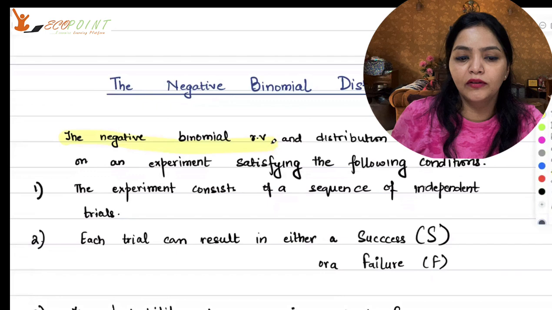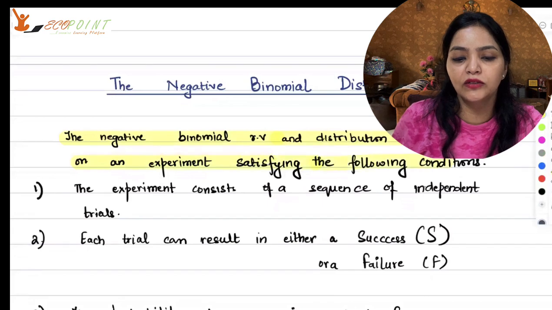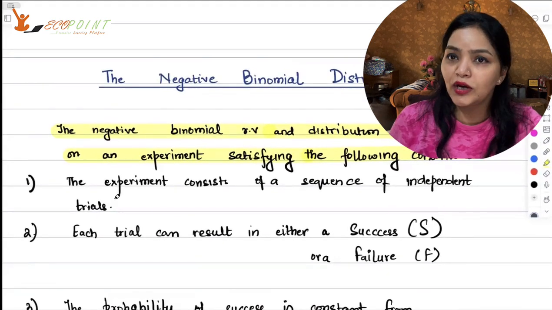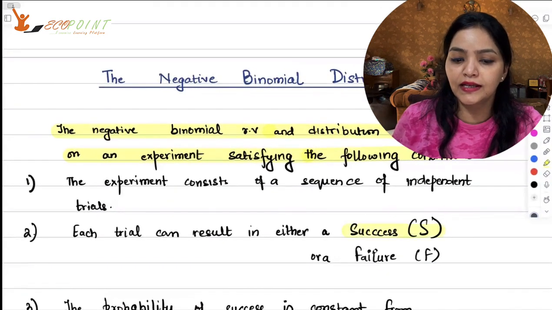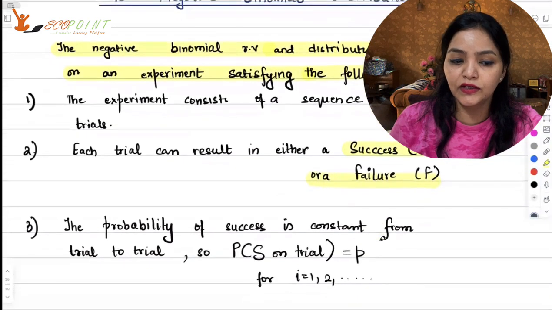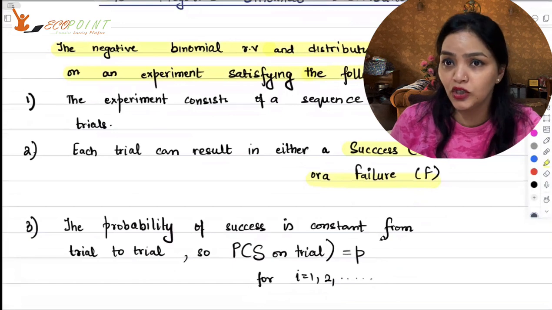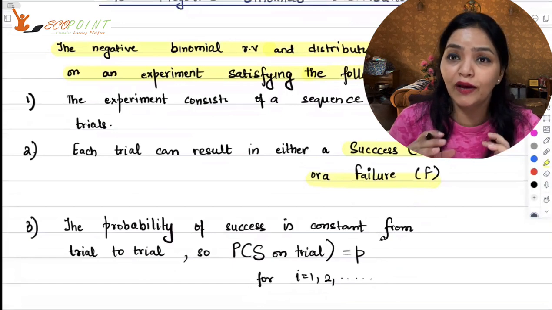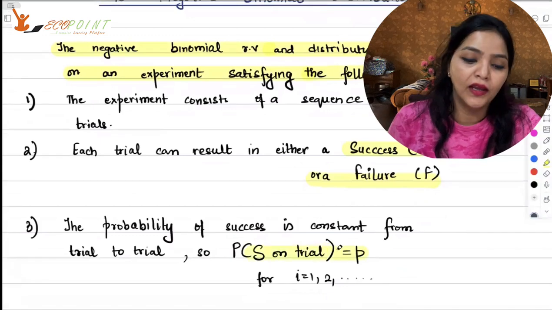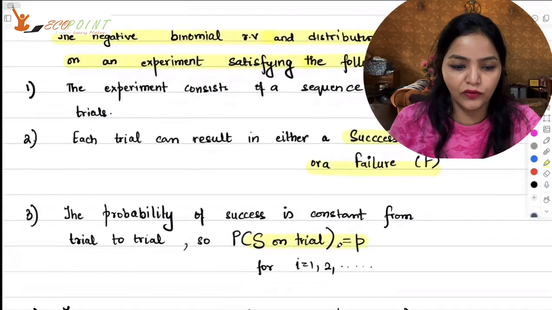The negative binomial random variable and distribution are based on an experiment satisfying the following conditions. What are the conditions? The experiment consists of a sequence of independent trials. Each trial can result in either success or a failure. The probability of success is constant from trial to trial. It doesn't change. That means it's with replacement. You have a fixed probability of success on any trial, and that is fixed as, say, P.